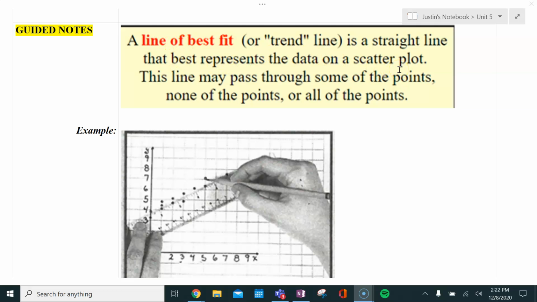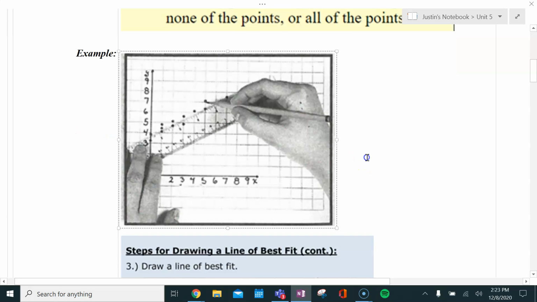Okay, this line may pass through some of the points, none of the points, or all of the points. Alright, so what we're going to do today is we're going to do exactly that. We're going to draw a line of best fit based off of the points in a given graph. Okay, so here's your example. Again, here's all the points, and you're going to create a line based off of that.